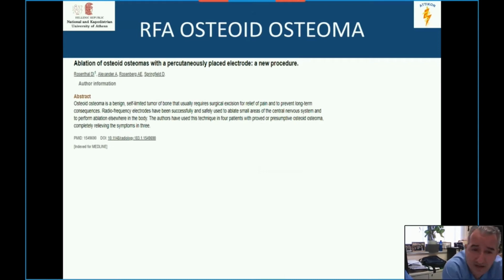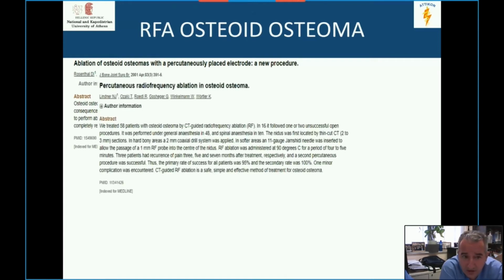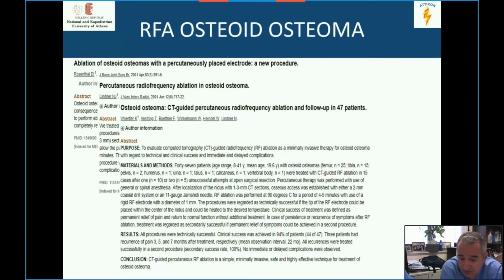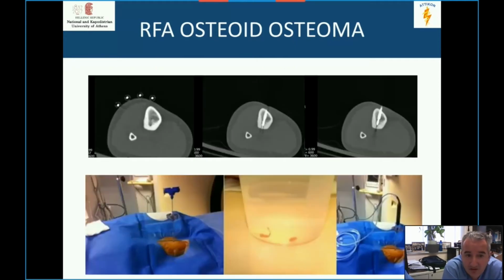In the literature, you will find numerous studies supporting application of radiofrequency ablation for osteoid osteoma. And actually, nowadays, percutaneous radiofrequency ablation is considered the gold standard technique for the treatment of osteoid osteoma. This is a case of osteoid osteoma in the tibia treated with percutaneous radiofrequency ablation under computed tomography. We have used a bone trocar inserted inside the lesion.